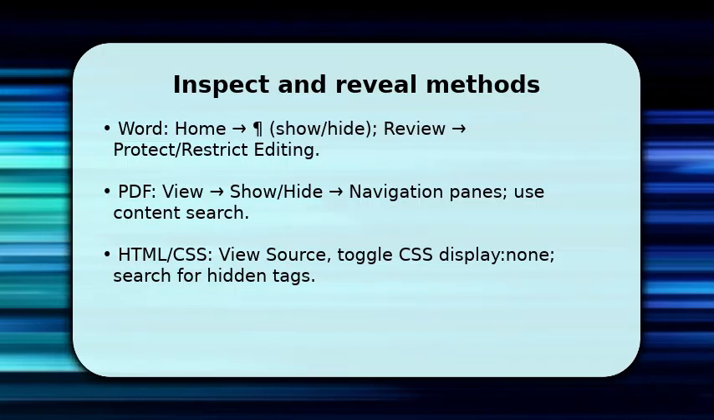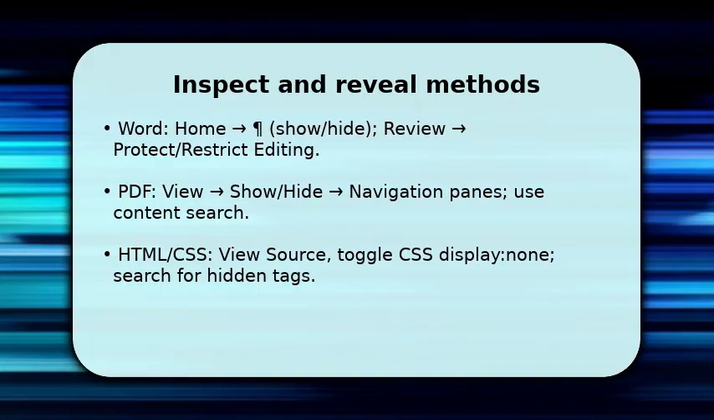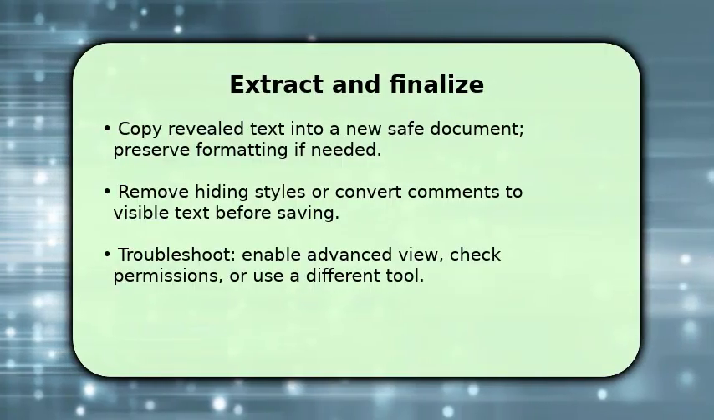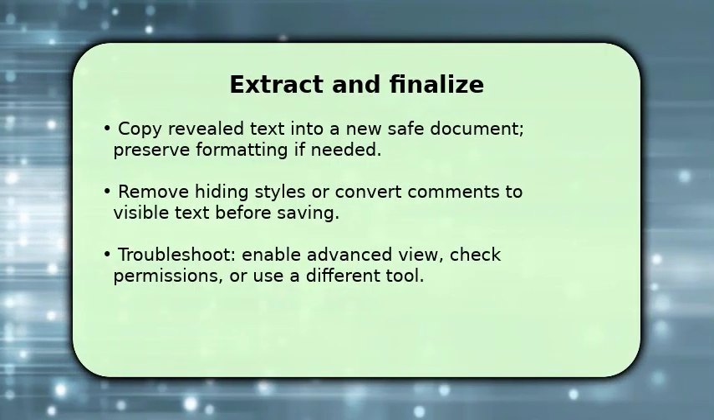For web pages, open Developer Tools, search for elements with display: none or visibility: hidden, and uncheck those rules to reveal text. While doing this, make sure you search for comments, zero-size elements, and off-screen positioning that hide content. To finish, copy any revealed text into a new document so you preserve the original file.